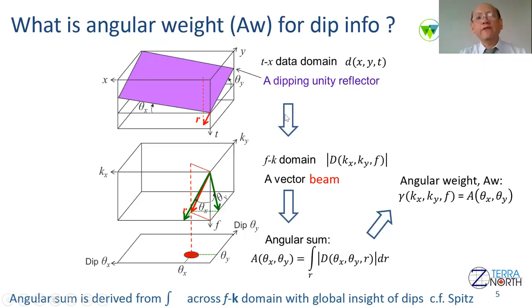A dipping unity reflector in the TX domain will be transformed into a slant ray here, where energy will be located. If you integrate it radially, you will get a dot here. You can think of it like a Radon transform, and the inverse Radon transform, a back projection, will give you an angular weight gamma.